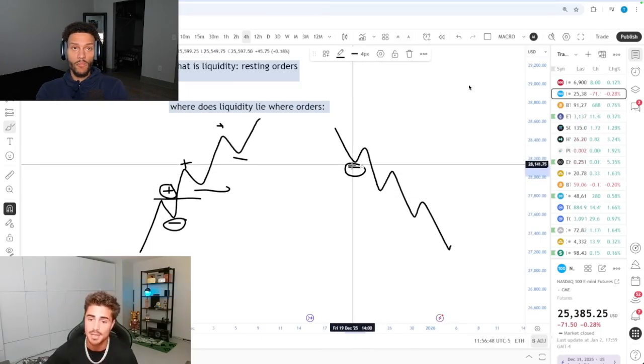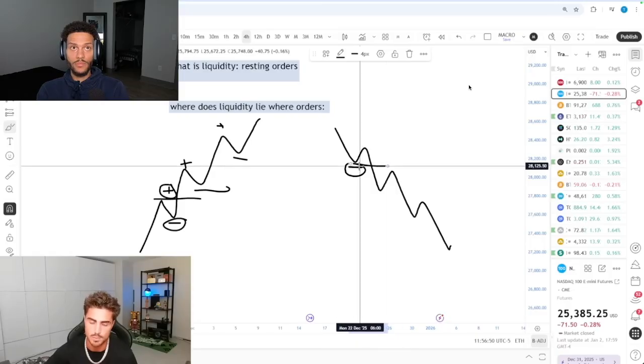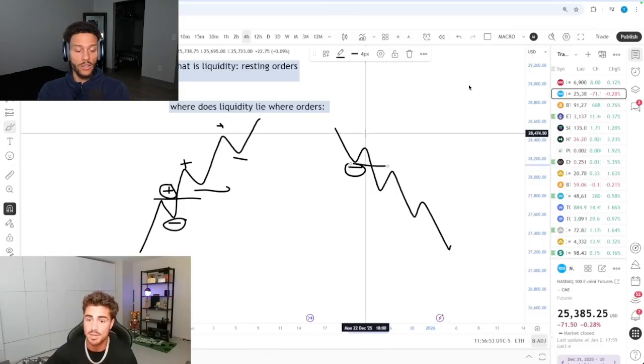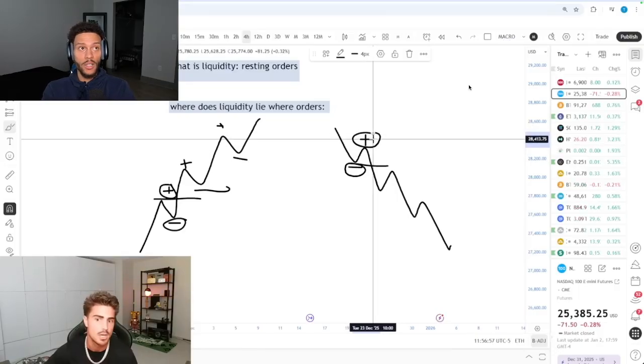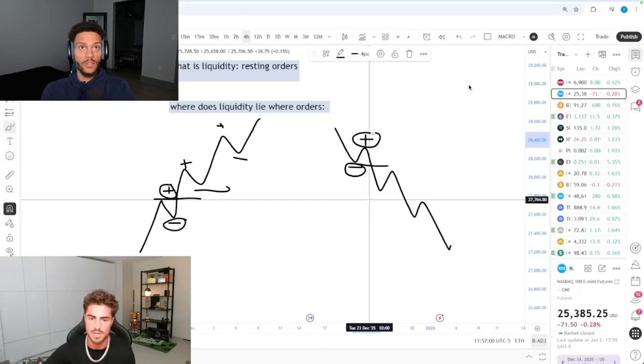And then on top of that, the people that are pressing sell once we push underneath lows are putting their stop loss above highs. So notice I'm just trying to have you digest the two sets of resting orders now.